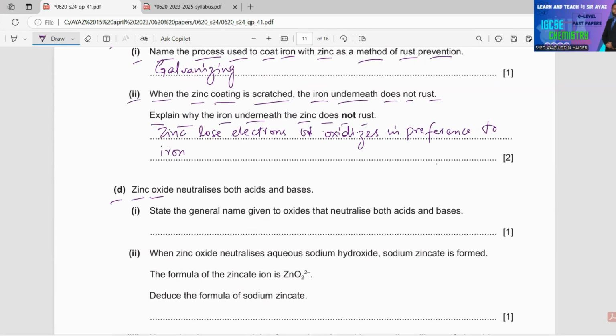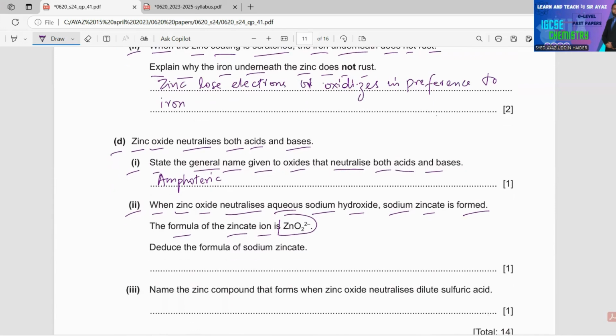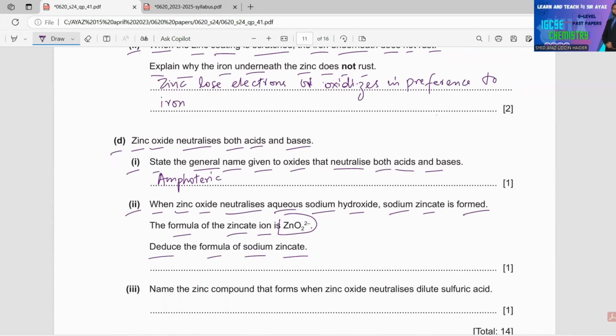Zinc oxide neutralizes both acids and bases. One, state the name given to an oxide that neutralizes both acids and bases. We call it amphoteric. Number two, when zinc oxide neutralizes aqueous sodium hydroxide, sodium zincate is formed. The formula of the zincate ion is ZnO2 2-. Deduce the formula of sodium zincate.